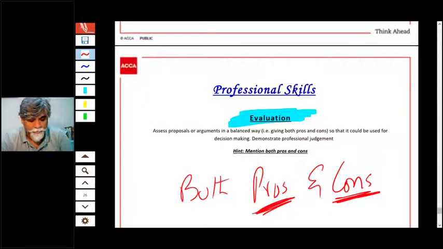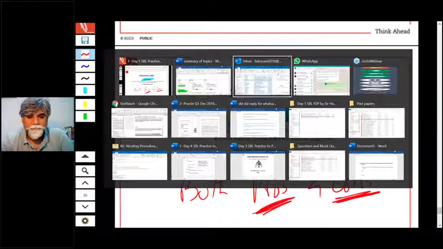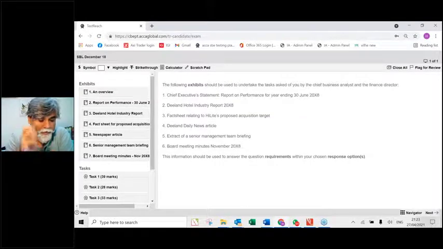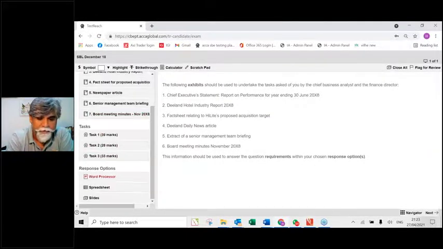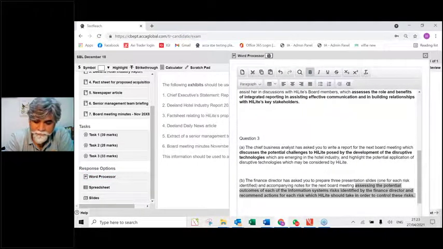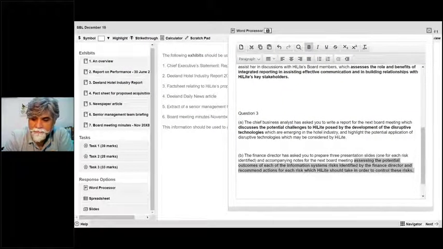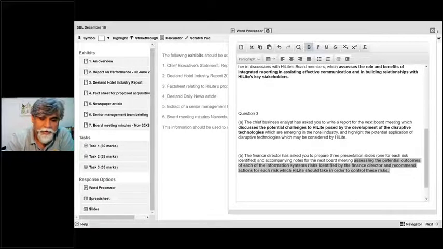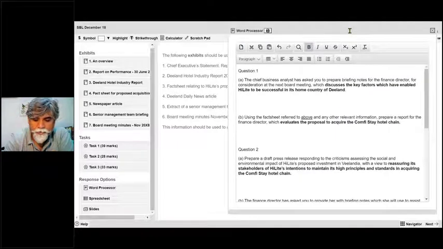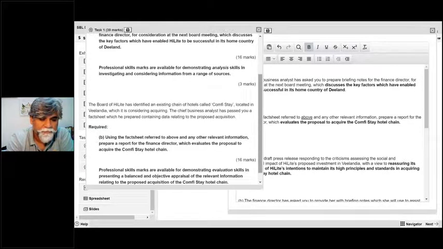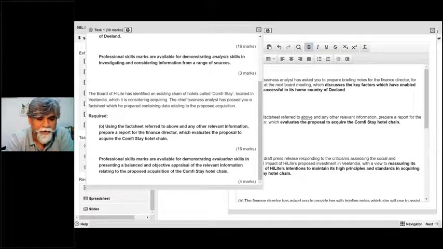So let's go to the CBE platform. I will first open my Word document. I will put it on one side. Okay, this is good. And I know the questions, right? So we are good. We are going to do question number 1B. So what does 1B say? Let's read. Where is 1B? Can you read, please?